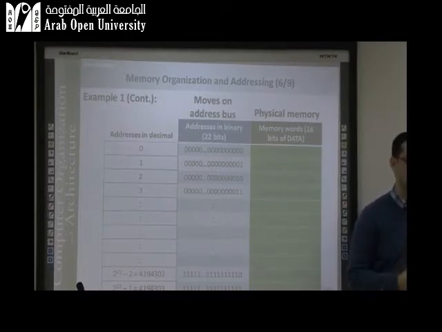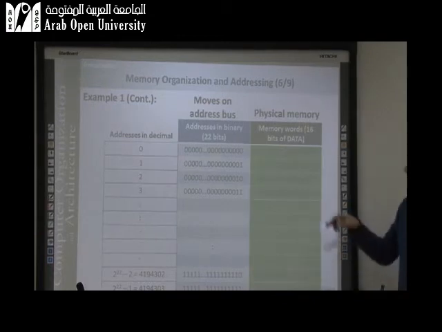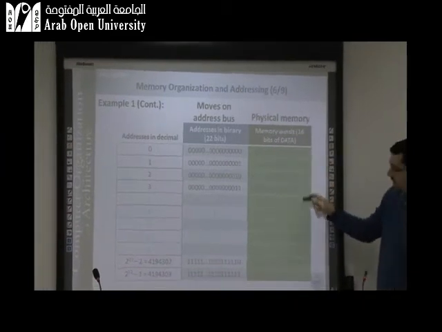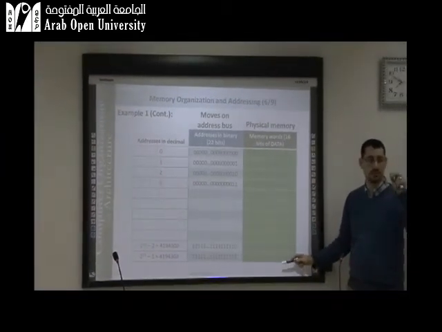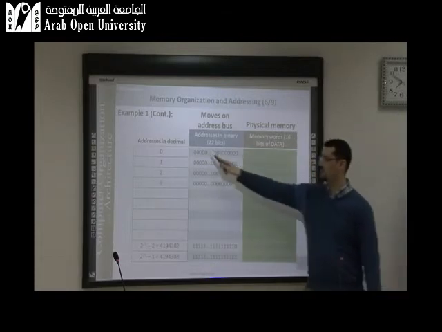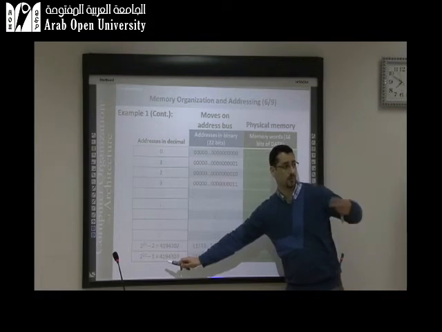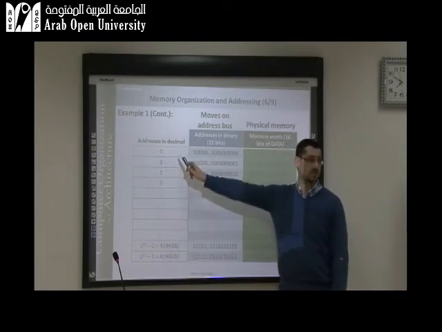So in fact, if we have 2 power 22 locations, and we give a number for each location, I will say that this is location number 0, this is 1, and so on. The last one will be 2 power 22 minus 1, since we begin with 0.